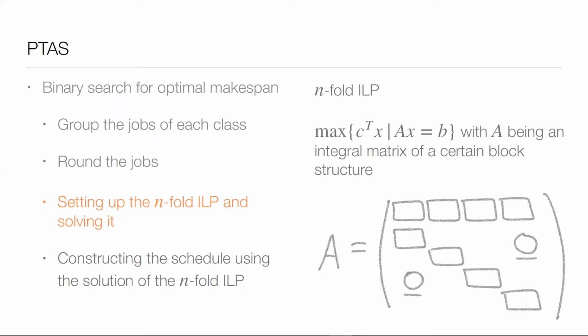These blocks themselves are arbitrary matrices, but they only occur at certain positions. So the whole constraint matrix A only has non-zero entries in the first few rows and the diagonal beneath. All other entries are 0. If the block dimensions are small, in our context it means some function in epsilon, then we can solve this n-fold ILP efficiently.